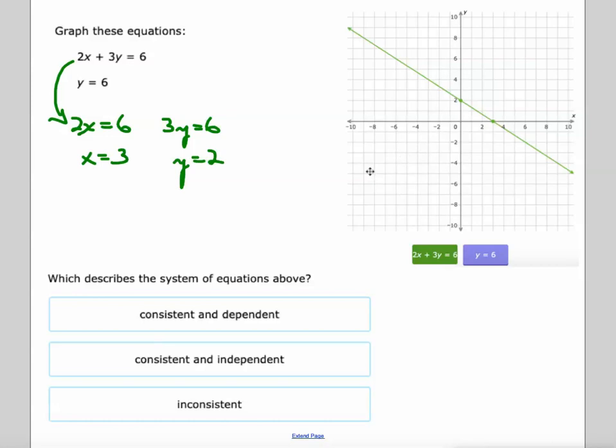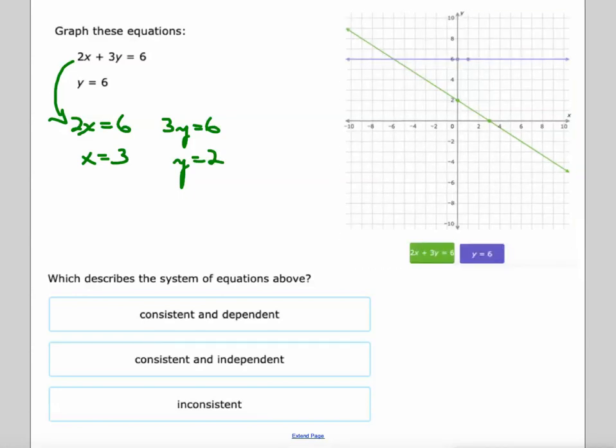All right, next. The second line, y equals 6. Remember, x equals 6 was a vertical line at 6. Y equals 6 is a horizontal line at 6. So these do have one solution. Anytime there's one solution, or we have two lines with different slopes, consistent and independent is what we call that. One more.